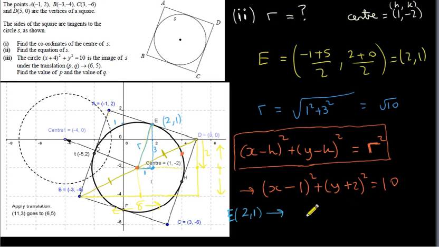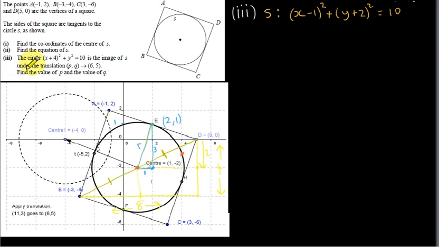So we plug 2 in for X, plug 1 in for Y, and copy everything out. When we work this out, we should get 10. 2 minus 1 is 1. 1 squared is 1. 1 plus 2 is 3. 3 squared is 9. So that does indeed check out. That's a good sign. Well, it's right anyway, but any point on the circle should satisfy the equation of a circle. That's the meaning of the equation of a circle.